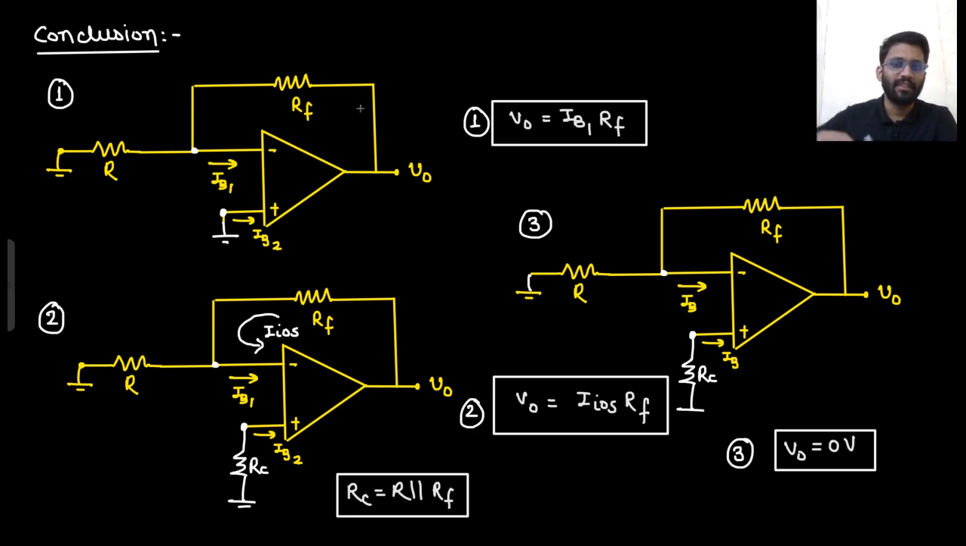If there is no compensation resistance, V0 is IB1 into RF. If the compensation resistance is connected, V0 will be IOS into RF. If the compensation resistance is connected and both of the currents are equal, then the output voltage will be 0 volt.